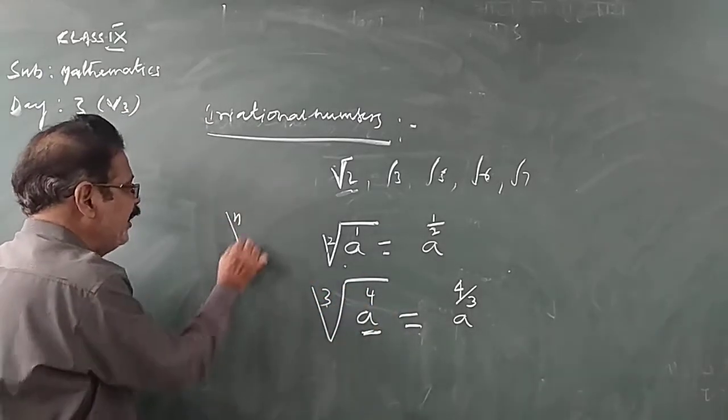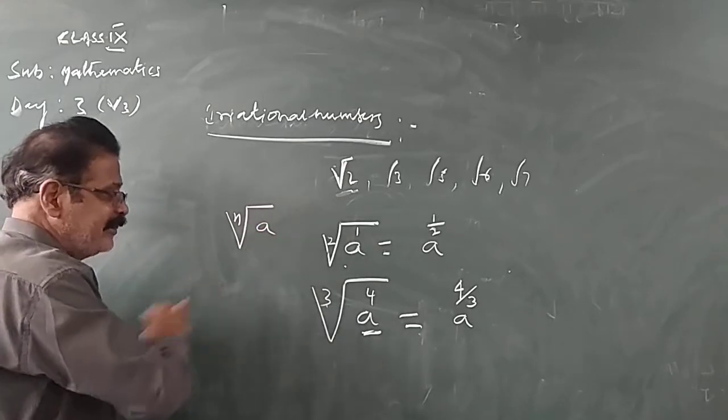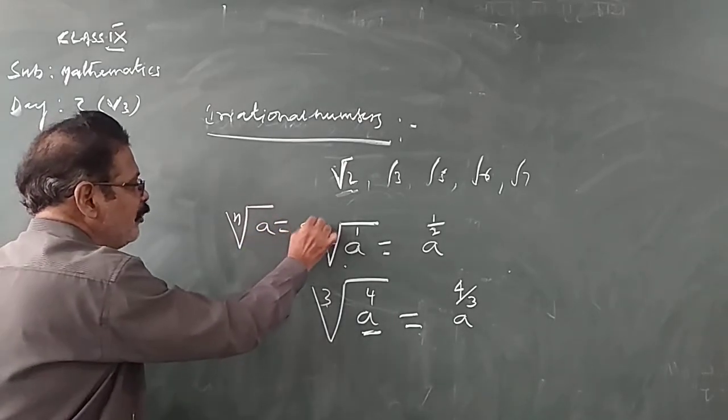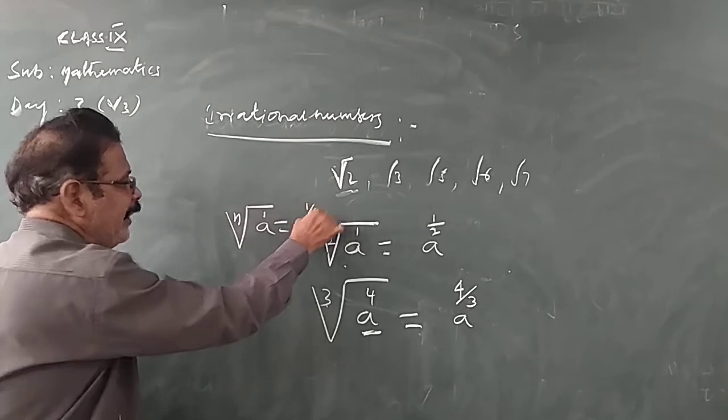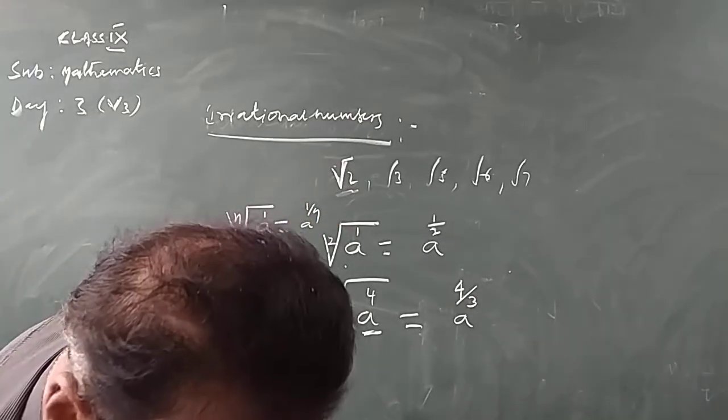Nth root of a, in radical form, means a to the power of 1 by n. So, how do we find square roots?